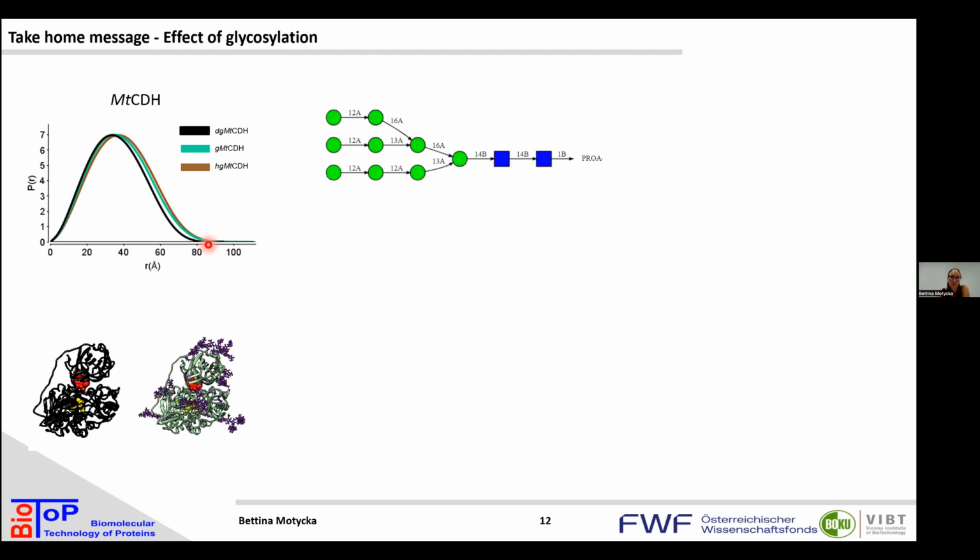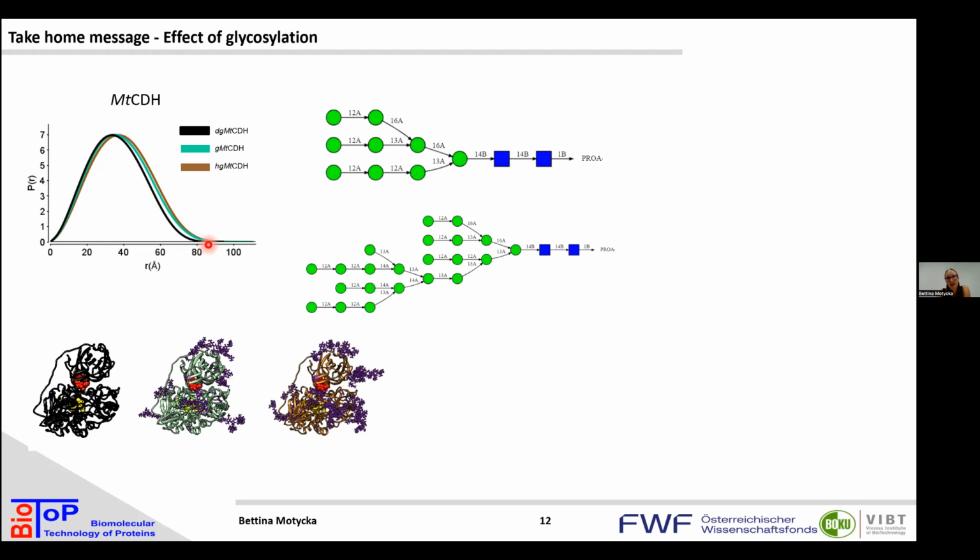values. And then in the next step, we did a modeling approach where we had this mannose tree and actually another tree, so that we have a highly glycosylated CDH, and you can see again a little bit of shifting. Because in this case, you can see that the glycans are really extended to the surroundings. So actually then you get some longer distances.